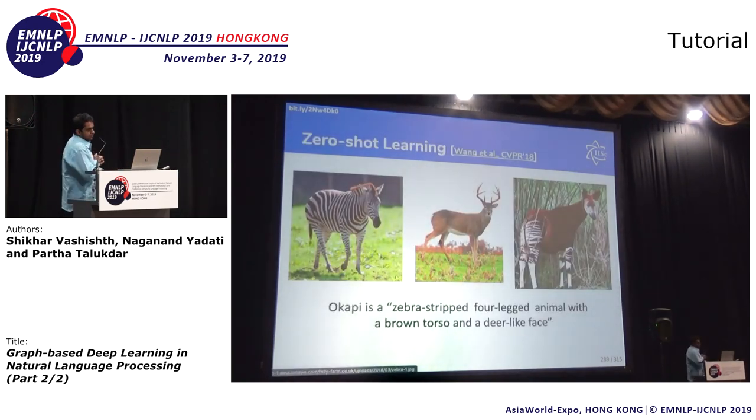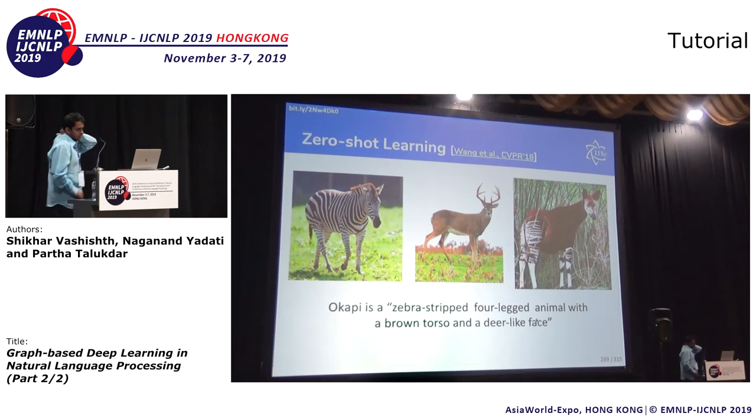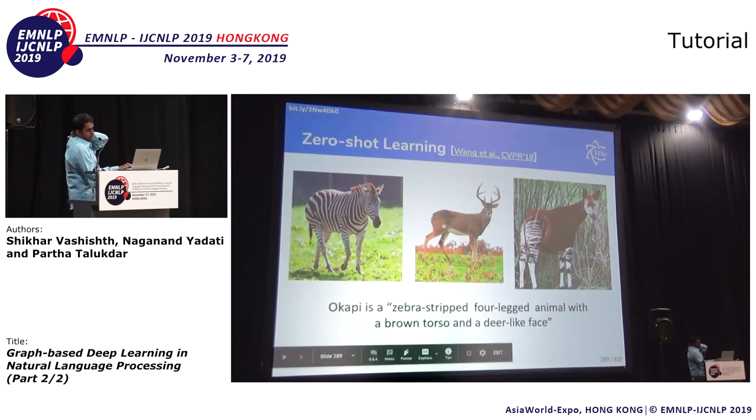Let's look at the problem of zero shot learning. We have here zebra images and a deer image, and we also have an additional unlabeled image, but we have some textual description like this: Okapi is a zebra striped four-legged animal with a brown torso and a deer-like face. This is the problem of zero shot learning, where we have instances of unseen labels at test time. This is an okapi image, which only appears at test time.